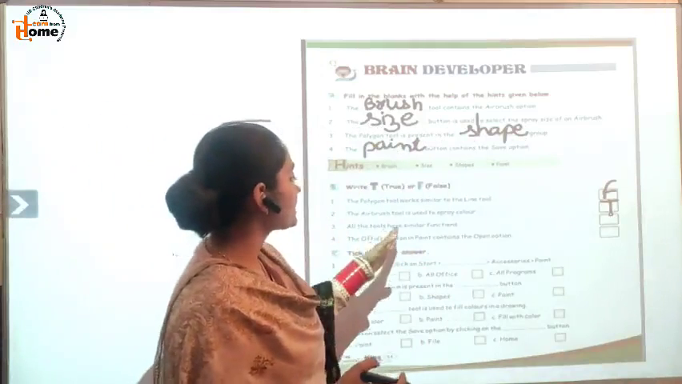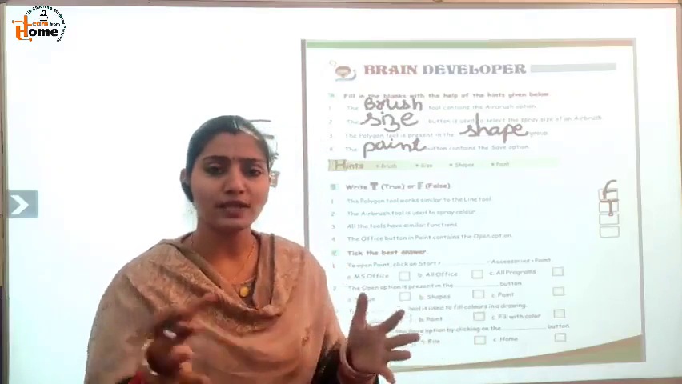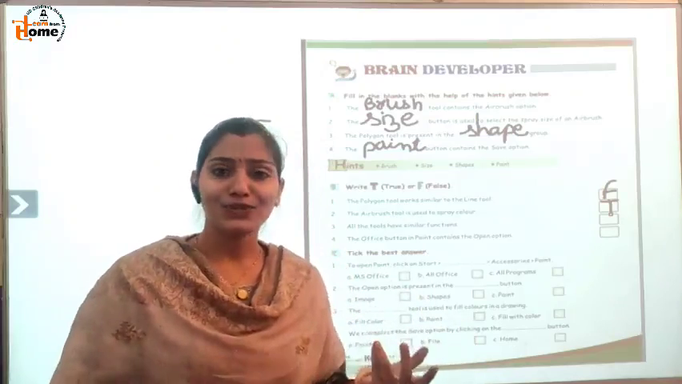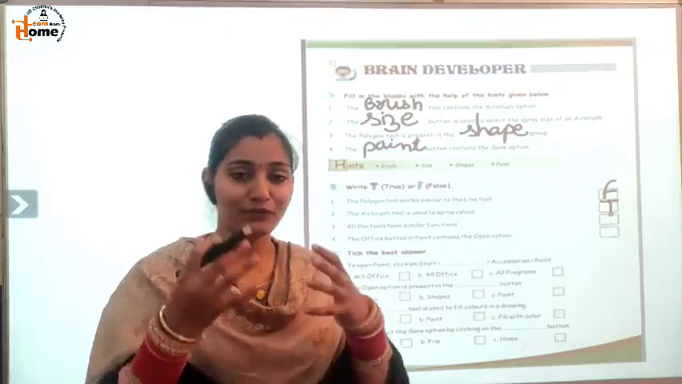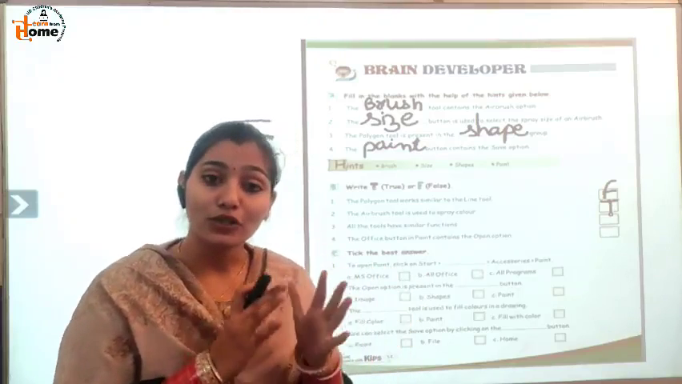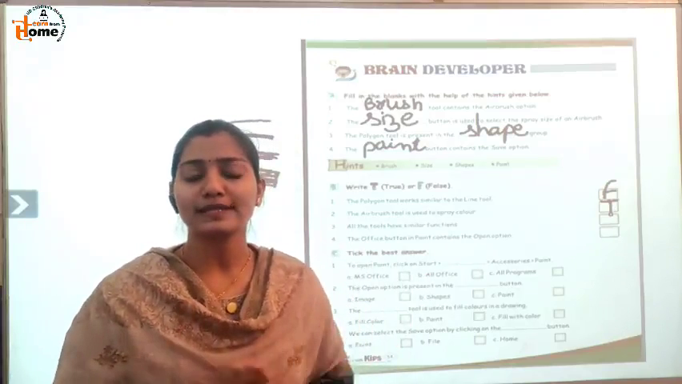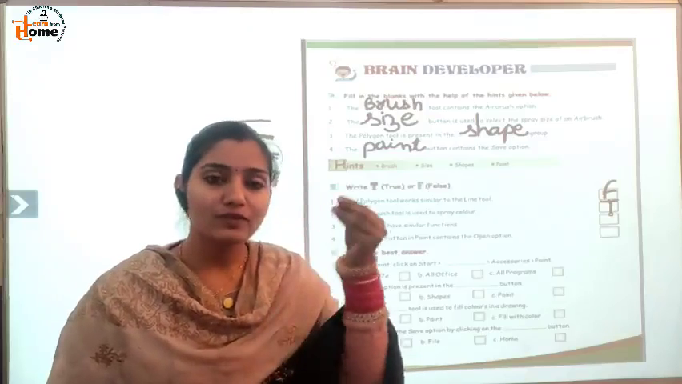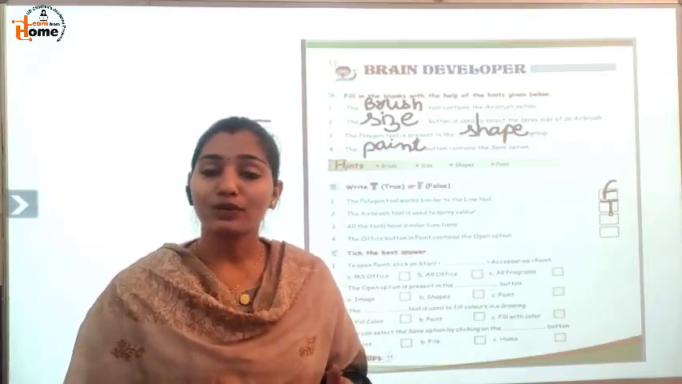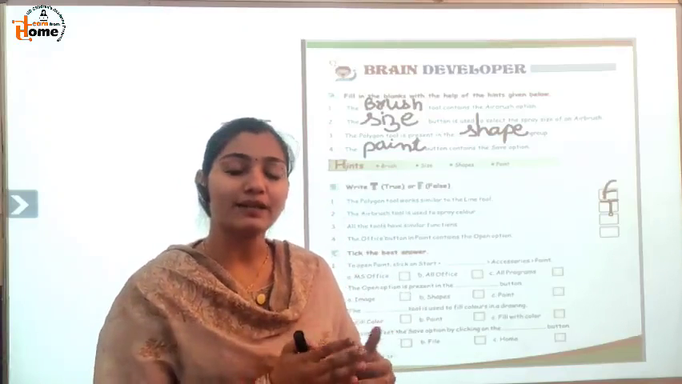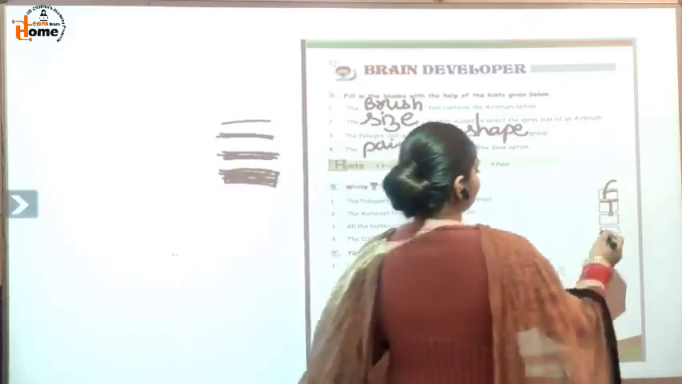Next, all the tools have similar functions. Is it so? If all the tools had similar functions, what would be the benefit of giving so many tools? They would have given just one tool, right? All the tools have different functions. You have different body parts, and the function of all the body parts is different, right? Or is the function of all the body parts the same? Can you eat with your eyes, with your nose? No, right? You can eat with your mouth only, right? So, the function of all these tools in paint is also different. So, this is false.